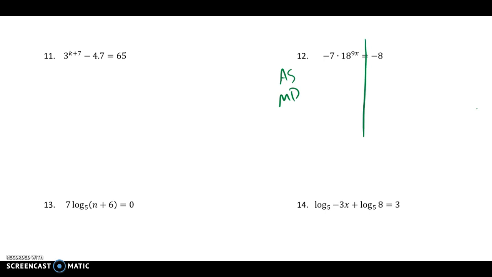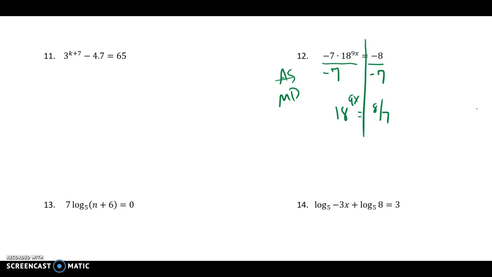So first thing I'm going to do, so I can get this x by itself, is there's no addition or subtraction over here, so this step doesn't happen. But there is multiplication or division. I'm going to divide. I'll use, I guess, a division bar now. Divide by negative 7, divide by negative 7. So on this side, I have 18 to the 9x equals 8/7. I'm just going to leave it as a fraction.